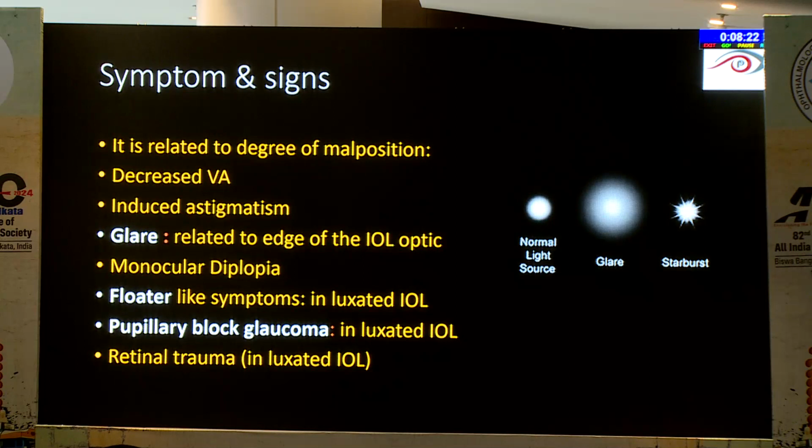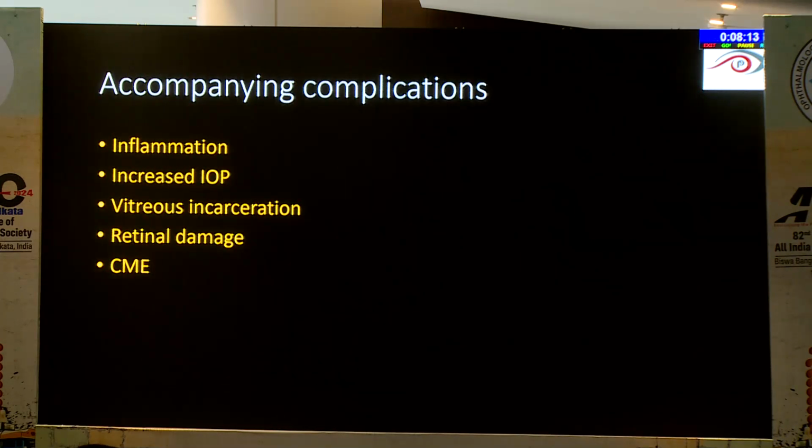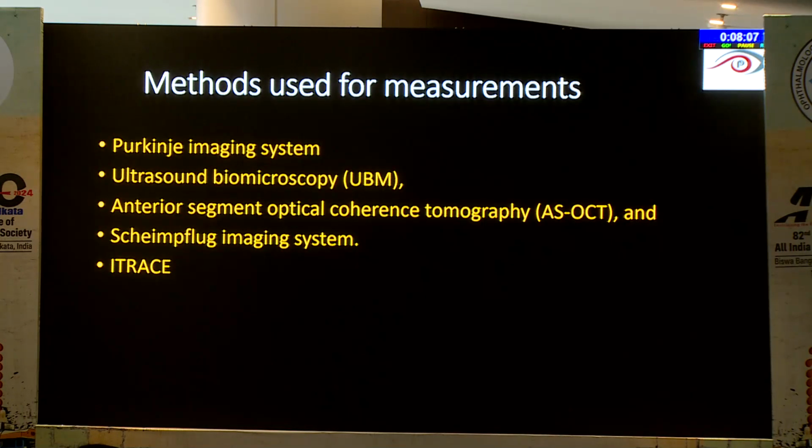Symptoms mainly, as I said, your vision quality decreases. Glare is related to the IOL haptic, causing monocular diplopia and floaters. Complications include inflammation, increased IOP, vitreous incarceration, and CME. So how do we measure this?